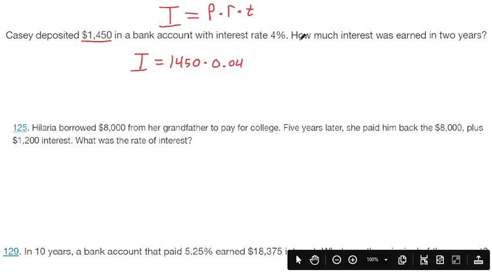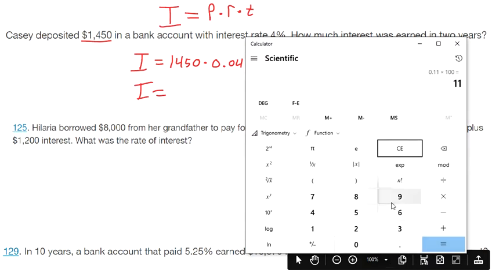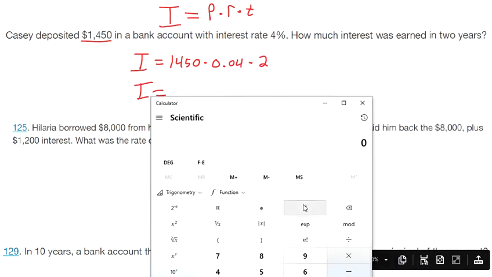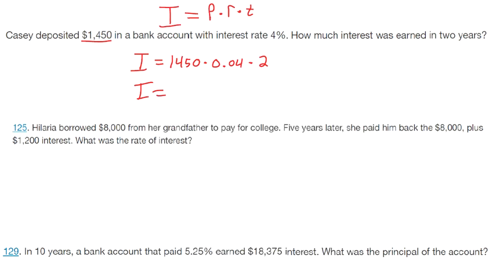And then how much interest was earned after 2 years? That means we put in a 2 for T. And then solve. We just have to take out a calculator. It makes $116 in interest. So they invested $1,450, and they got $116 in interest.